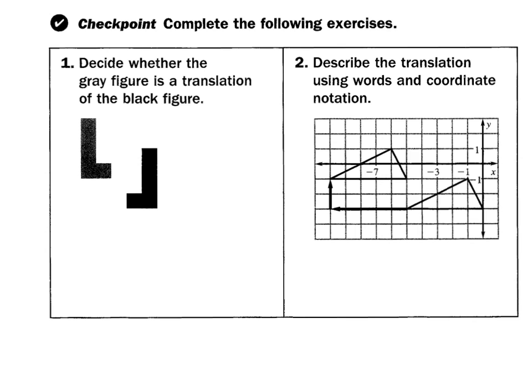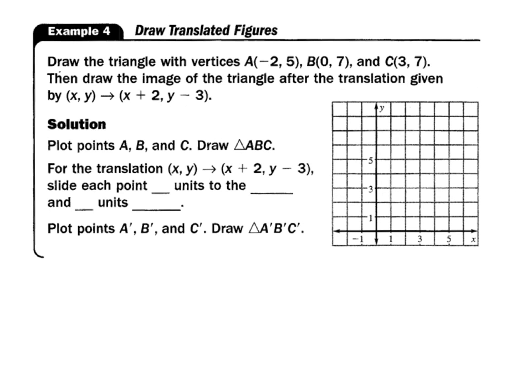Here are some checkpoint practices. Make sure you complete that. If you have questions, stop in and ask me. Let's look at, I believe this is the last example for this unit. Draw the triangle with vertices A, B, C with all the coordinates provided. Then draw the image of the triangle after the translation given by x, y is transformed to x plus 2 and y minus 3. So we have to draw the vertices first.